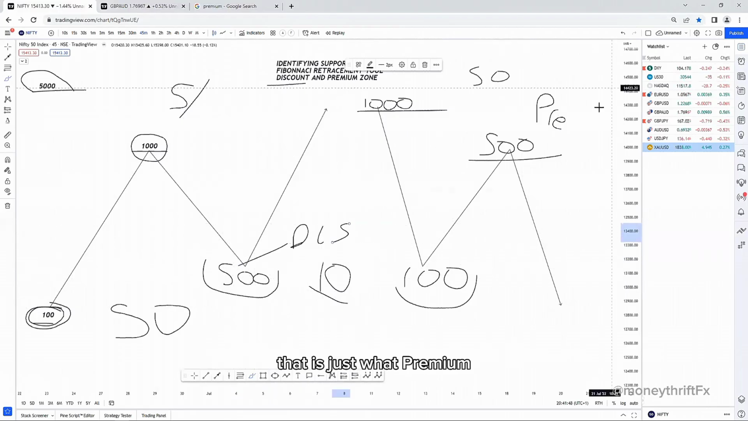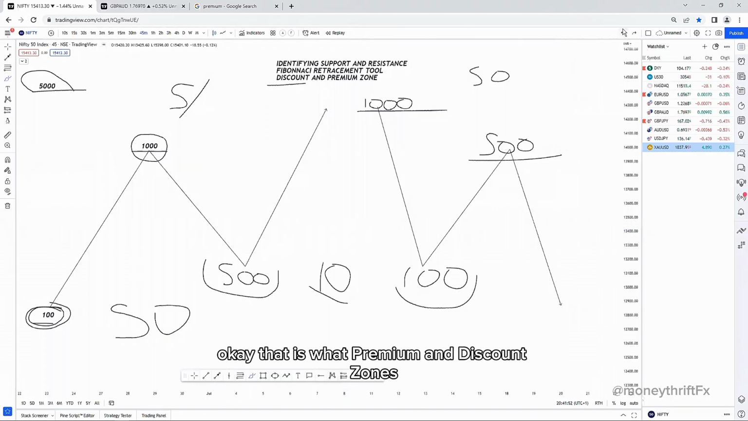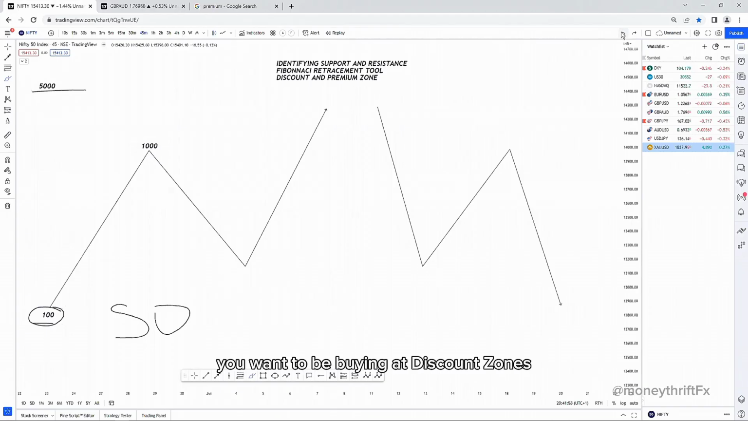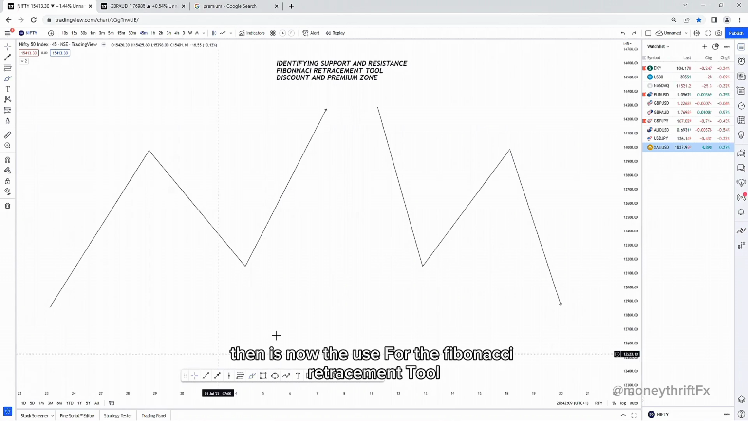That is just what premium zones and discount zones currently are in the forex market. Okay. That is what premium and discount zones are in the forex market. So whenever you want to buy, you want to be buying at discount zones. When you want to sell, at what? Premium zones.